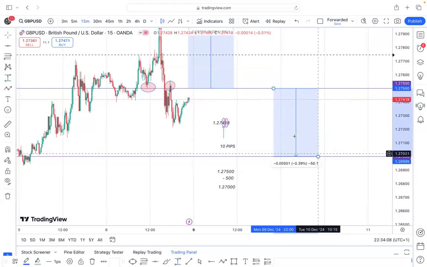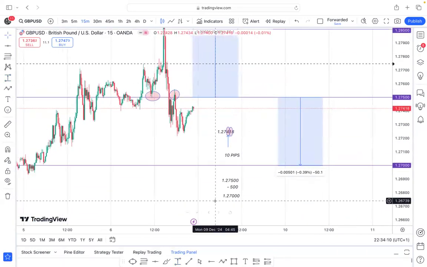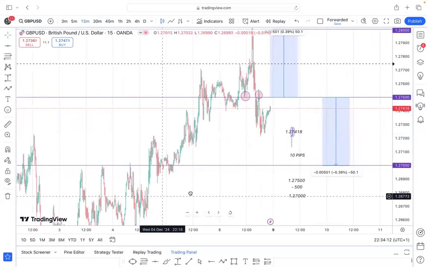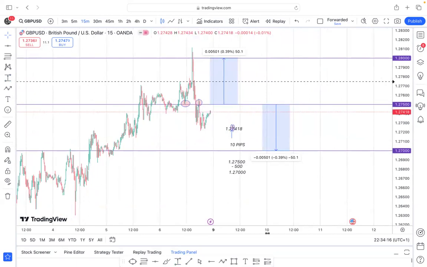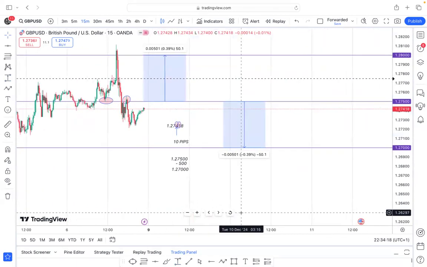You can see it here, 50 pip difference. You can see whenever price gets there, there's always a reaction. Price always respects it. So even for you guys that still don't get it, I advise that you first go and learn how to calculate pips.